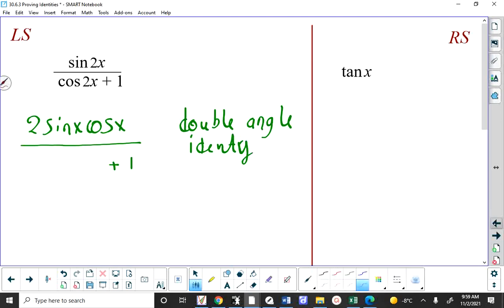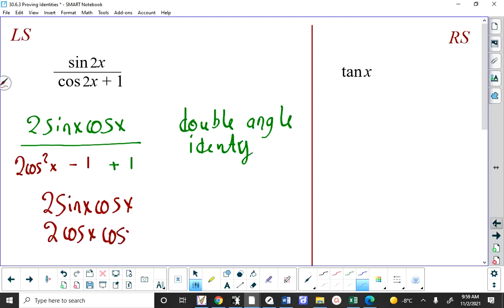The way to totally avoid the puddle of mud is to put in 2 cos squared x minus 1, because then when you add 1 to that, the negative 1 in the 2 cos squared x minus 1 cancels with the positive 1, and you're left with 2 sine x cos x over 2 cos squared x, which you shouldn't need to write as cos x times 2. I'm just doing it that way to demonstrate to you that the cosines cancel on the top and the bottom, leaving you with a cosine of x on the bottom. The numbers 2 and 2 cancel on the top and the bottom, leaving you with sine x over cos x.